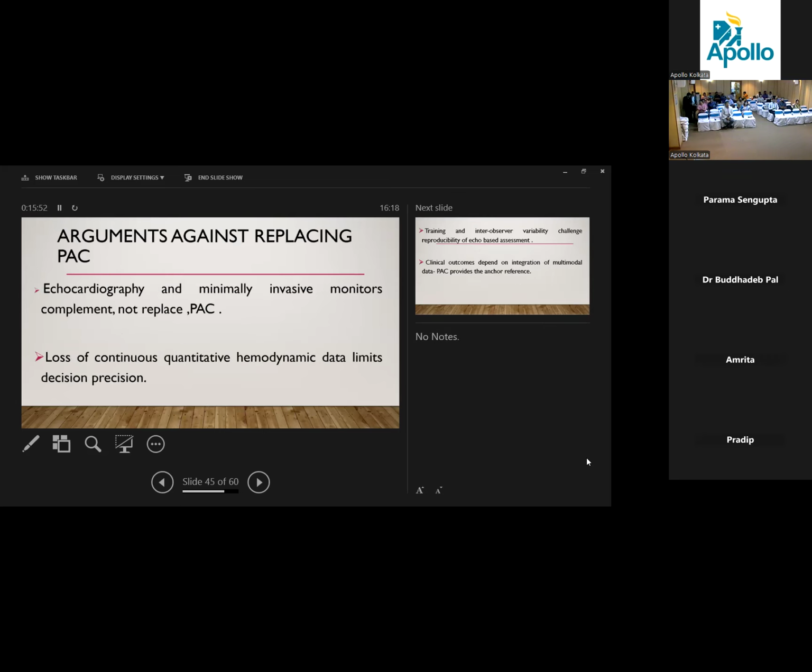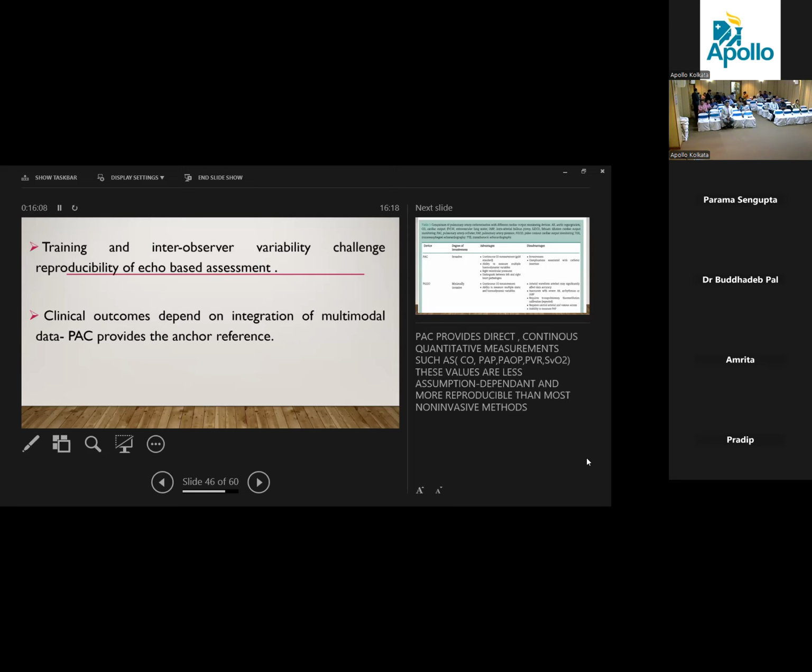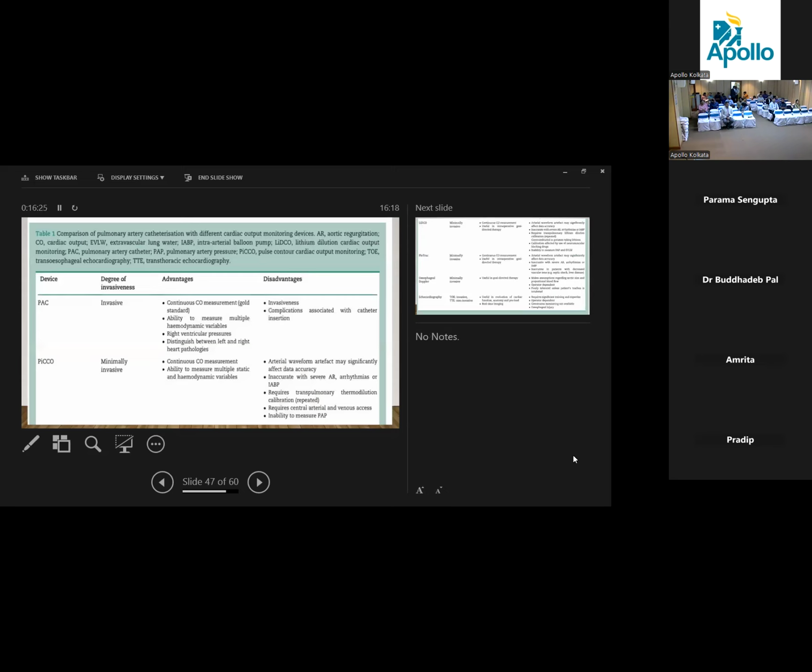Arguments against replacing PAC: echocardiography and minimally invasive monitors complement each other, and do not replace PAC. Loss of continuous quantitative hemodynamic data limits decision precision. Training and inter-observer variability challenge the reproducibility of echo-based assessment. The clinical outcome depends on integration of multimodal data. PAC provides the anchor reference.